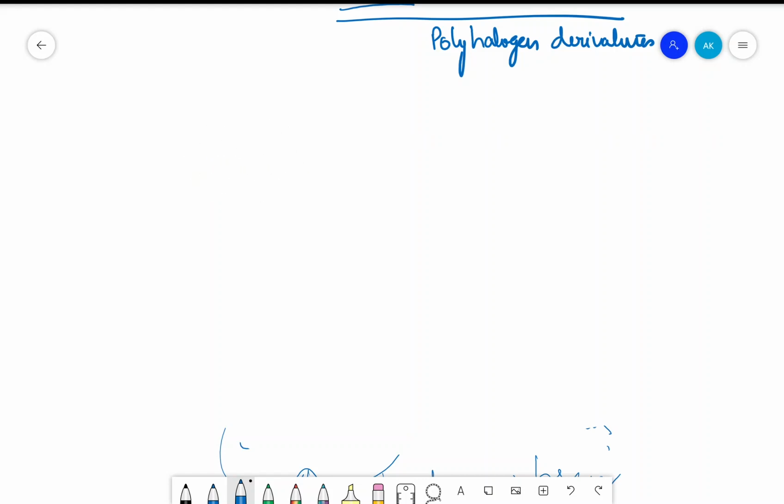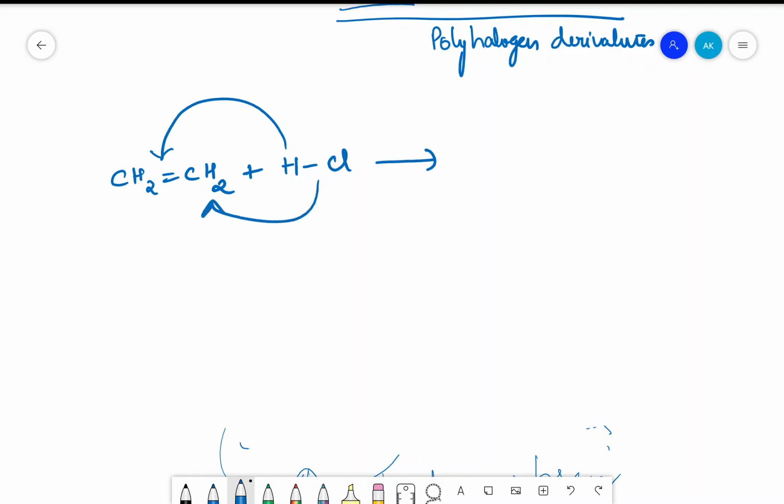If I'm going to use here ethene, that is CH2=CH2, it's going to react with HCl to give, this will go here and this will go here, and this bond will be broken in the addition reaction. Then it will be CH3-CH2Cl. This is ethyl chloride, which is an alkyl halide.